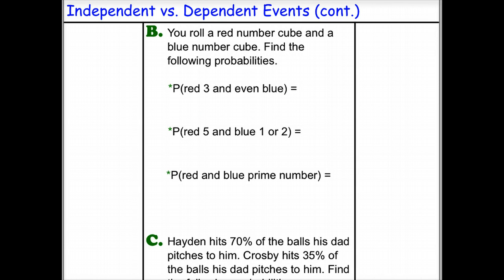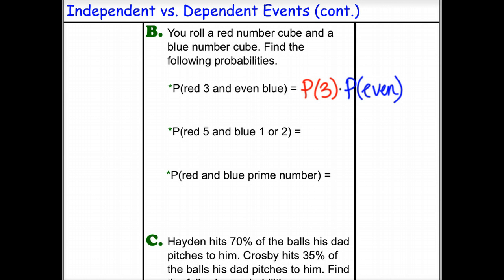All right, let's check your work to see how you did. We roll a red number cube and a blue number cube. These two events are independent of each other because what I roll on one has no bearing on what I roll on the other. So for the probability of a red 3, we've got the probability of a 3 on red times the probability of even on the blue.